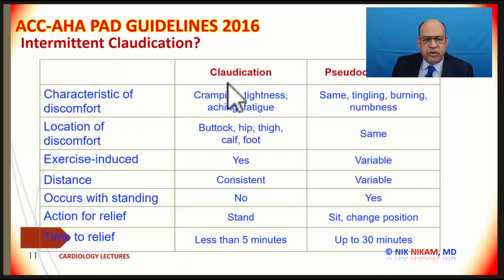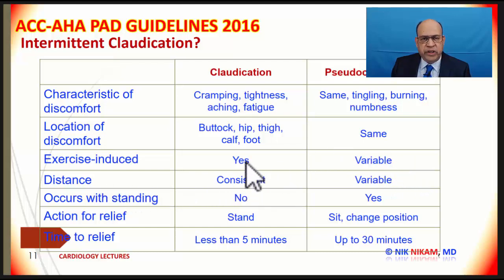A couple of words on claudication versus pseudoclaudication. Claudication is cramping or tightness or aching felt mostly in the calf muscles. The location may be the buttock, hip, thigh, calf and foot. With pseudoclaudication, they may be in the same region. Claudication is generally exercise induced, whereas pseudoclaudication is variable. It may be related to exertion or it may not be related to exertion.